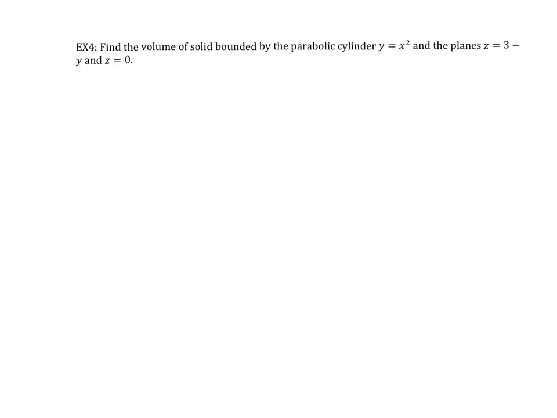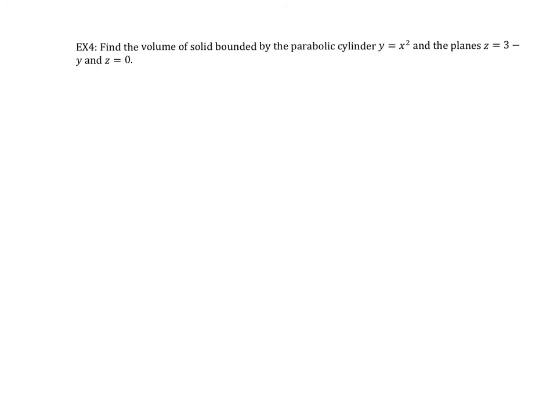Let's do one more example. We're going to find the volume of a solid bounded by the parabolic cylinder y equal to x squared and the planes z equal to 3 minus y and z equal to 0. So I'm given these z values between 3 minus y and z equal to 0. So it looks like I have my limits of integration for my z value. I just have to figure out x and y.